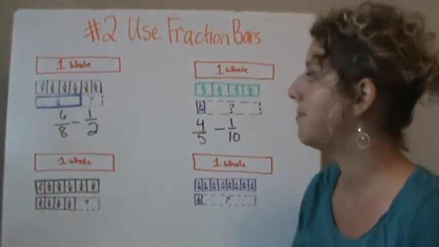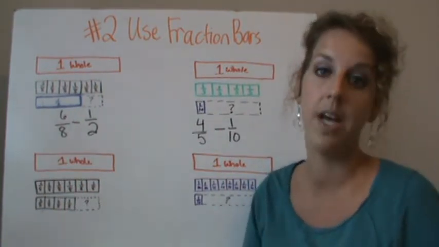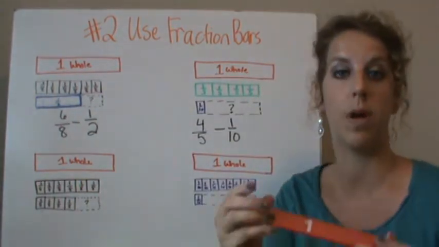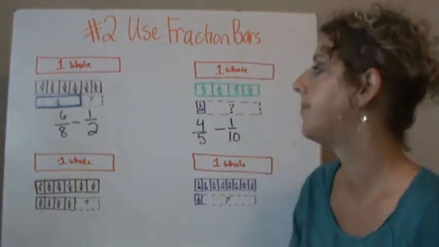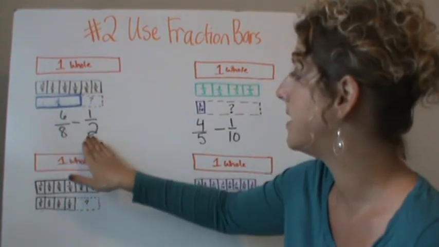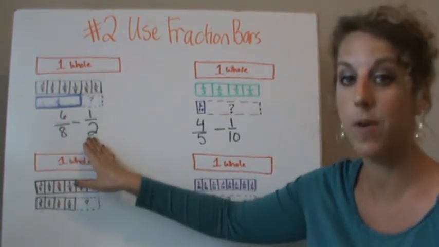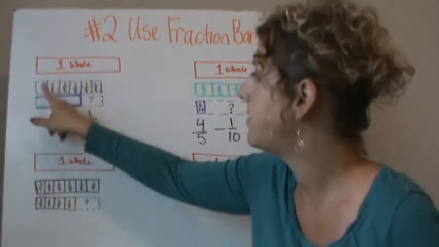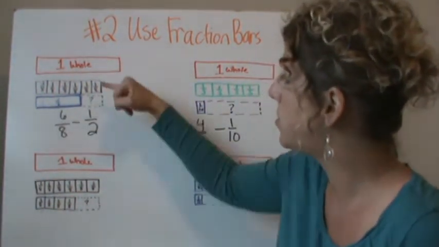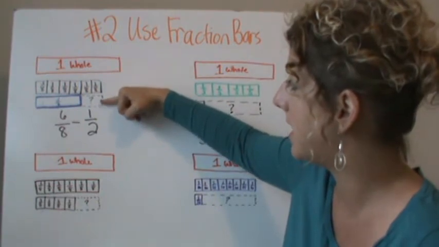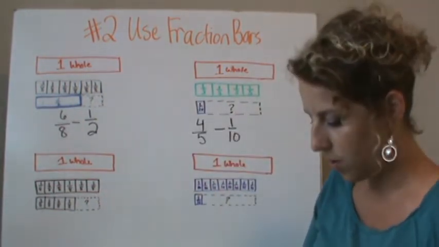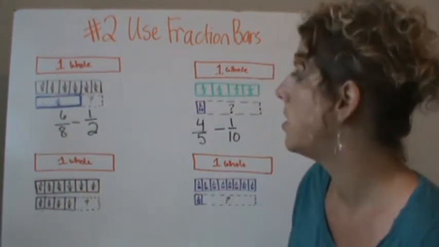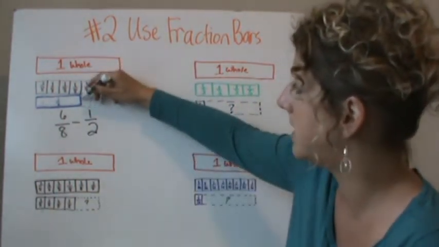A second method is using your fraction bars to add and subtract. So you have your whole out. Get out your whole bar to represent your one whole. Now if you have 6/8 minus 1/2, remember you have to take a few extra steps in order to make the denominators the same. So you have to figure out what can you do to make these eighths and this half the same size.